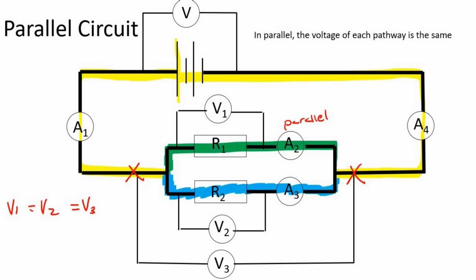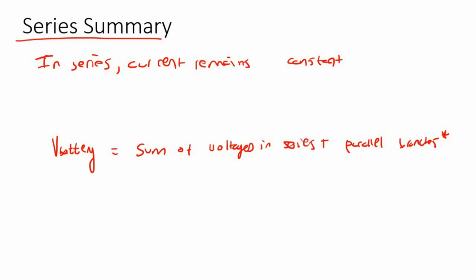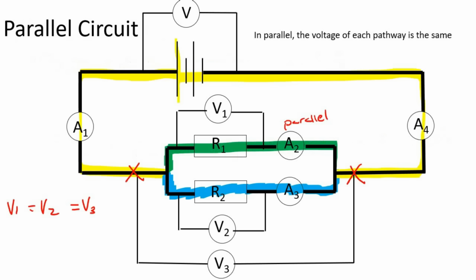Then the next thing is that, can you see that A1 and A4 are in series? They're not in parallel, they are in series. They are part of the main circuit. Now we know that in series, current remains constant. So we could say that A1 is the same as A4. Okay? Now let's quickly talk about A2 and A3.